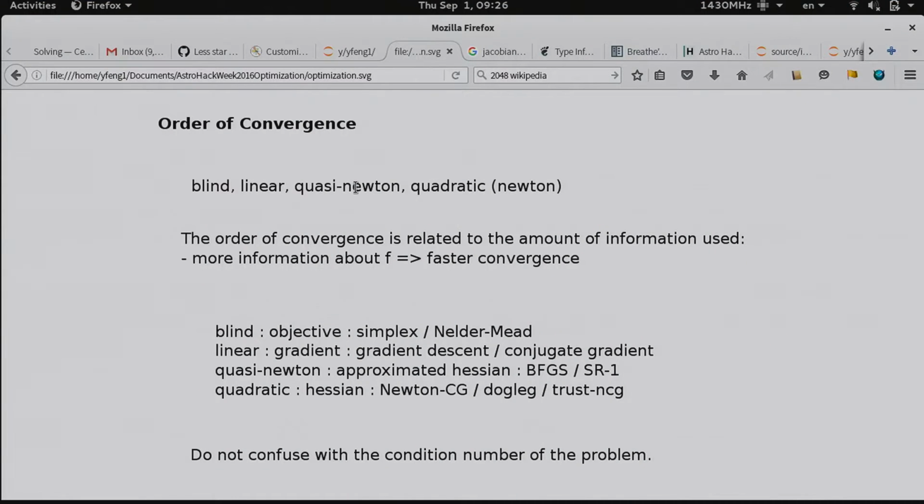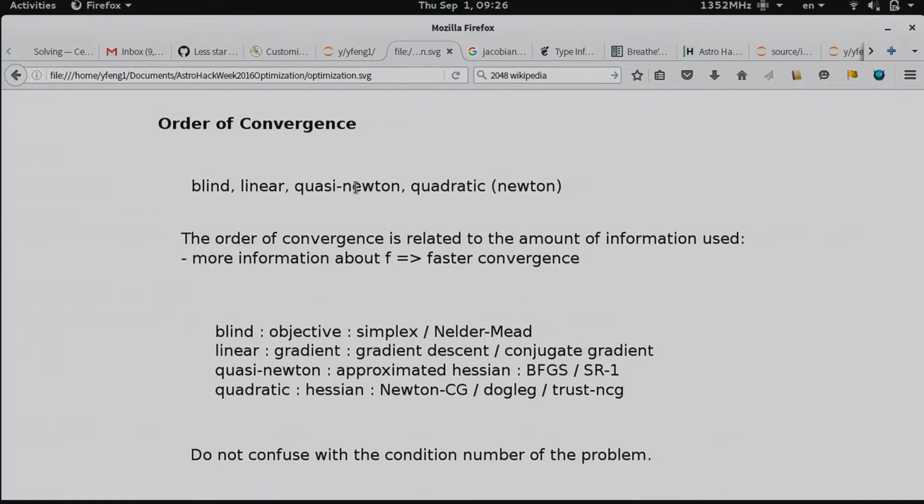The second is a little bit faster than blind. Being blind is linear order, and then there's Quasi-Newton, and the fastest one we usually see is the quadratic. The order of convergence is tightly related to the amount of information we make use of during the optimization. If we use more information about f, or if we are making more assumptions about f, you can imagine we arrive at a faster convergence.